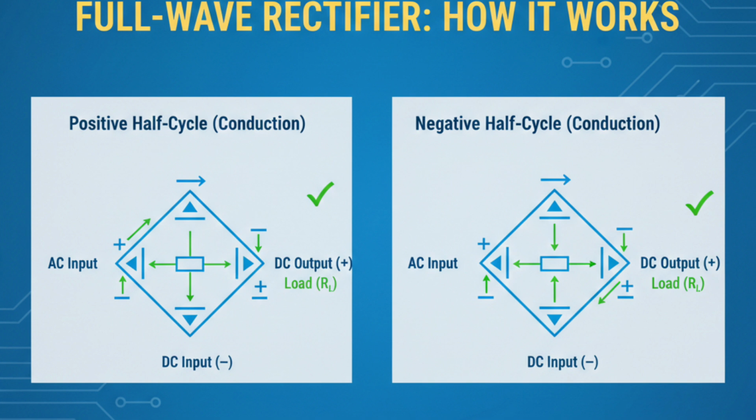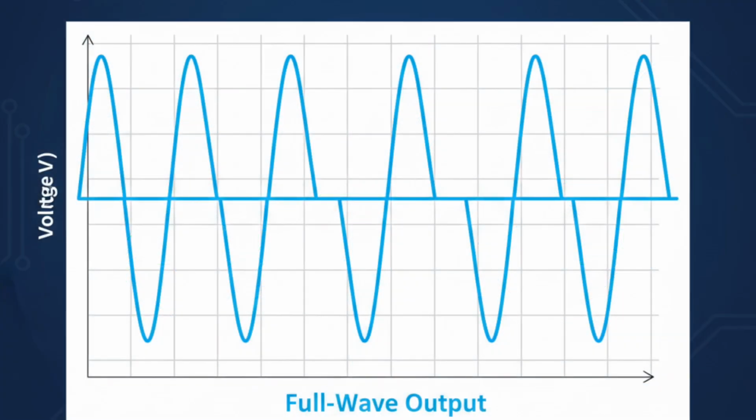The output waveform now has pulses for both halves. There are no big gaps. Ripple is much less, so the DC is smoother compared to the half-wave rectifier.